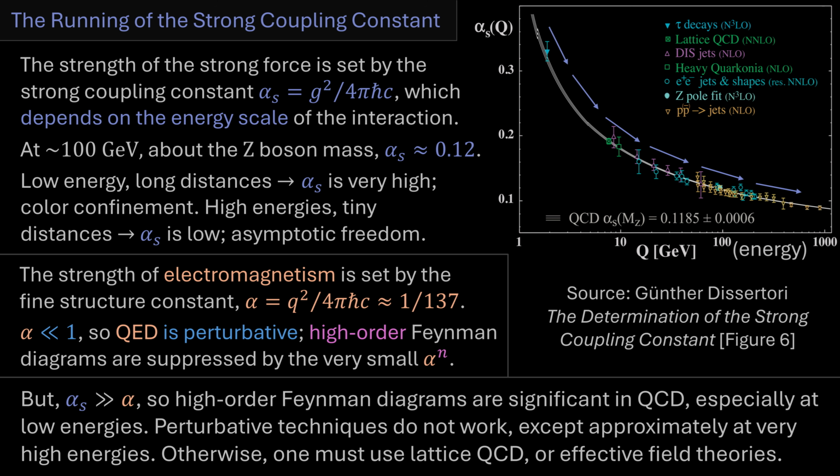In some contexts, you can also resort to an effective field theory. And, for what it's worth, if you're at very, very high energy scales and alpha S becomes small enough, then perturbative techniques do start to become a little bit more relevant in that context. Well, anyway, so that's the strong coupling constant. It's a pretty big number, and it's bigger at low energies and smaller at high energies. So yeah, anyway, that's a few words about the running of the strong coupling constant.